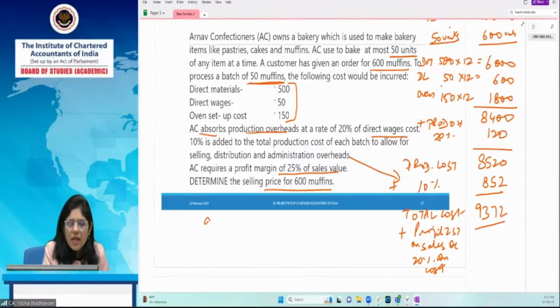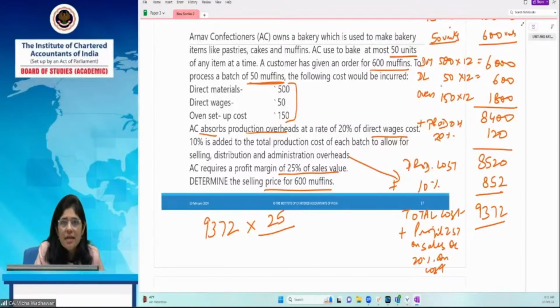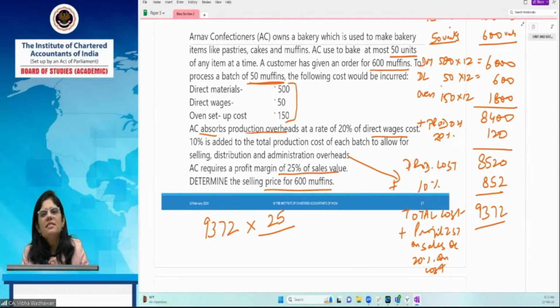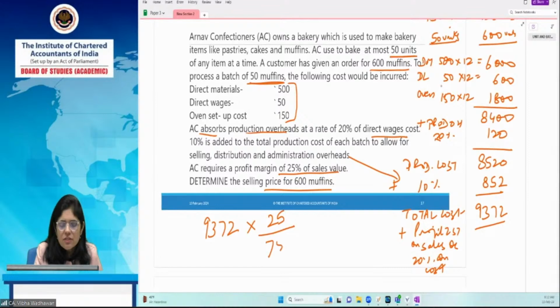So 9372 is the cost. You are calculating the profit on cost. It's 25% on sales. If it were sales, I would have done 25 by 100. But it's not sales, it's cost. So cost will be less than sales. How much less? Whatever is the profit. So if sales is 100, profit is 25. How much will be the cost? 75. That is why we use 25 by 75. Clear? So we use 25 by 75, and you will get the profit. So profit comes out to 3124.